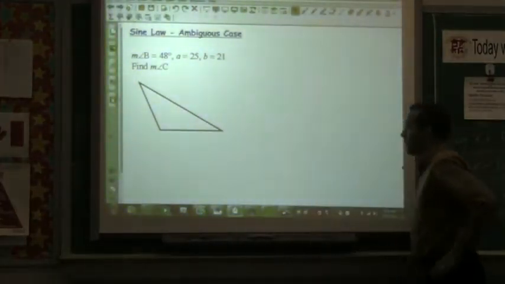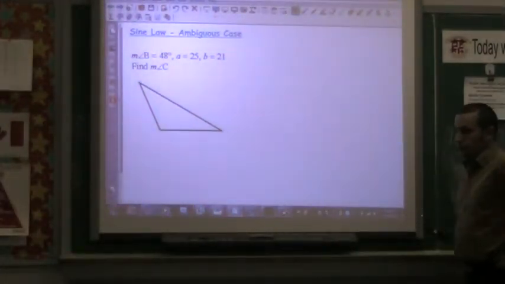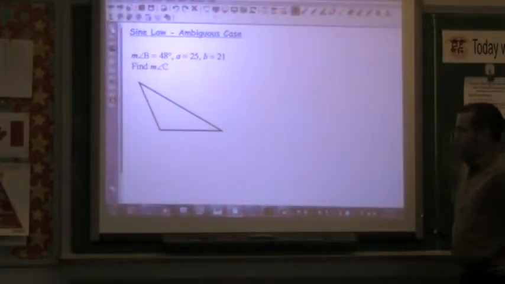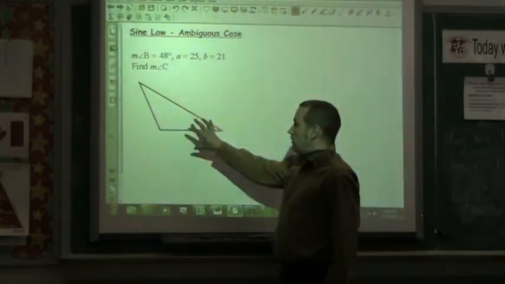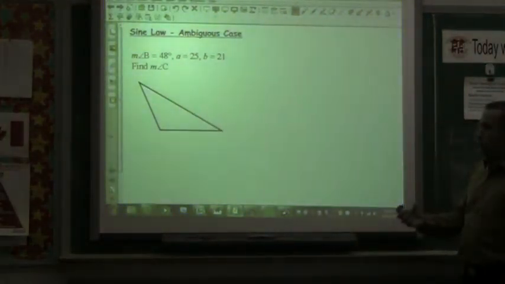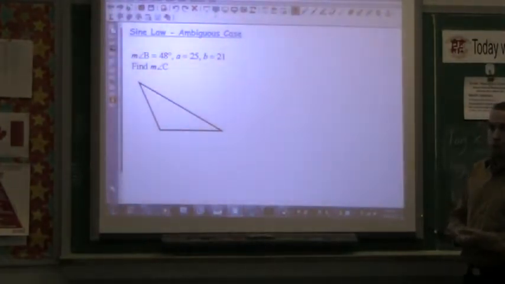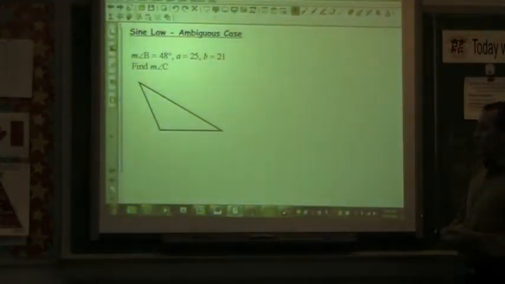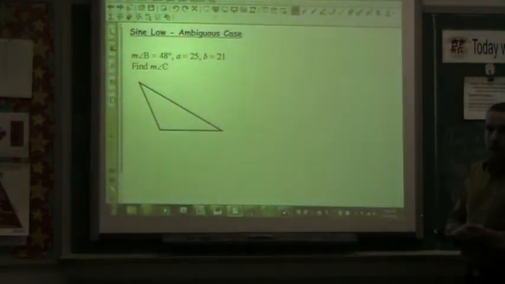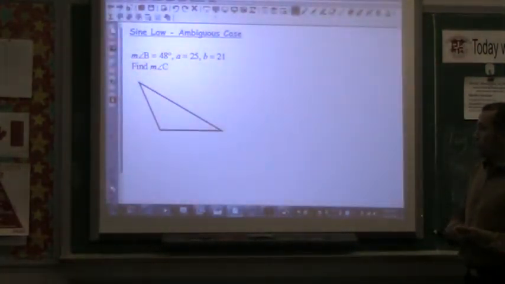So we're going to take a look at the ambiguous case for the sine law. This is where you solve your triangle, and there can be more than one type of triangle, or say more than one angle that will work for your triangle, or more than one side length. Okay? And we'll see how that works with an example here.